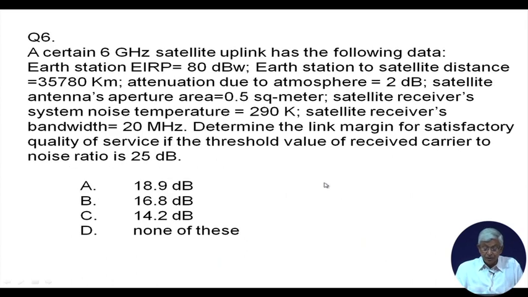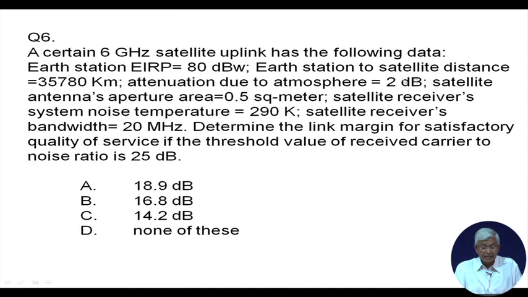This also looks longish, but you have to understand a little. Let me explain. There is a 6 gigahertz satellite uplink, and in C band we have talked about that generally uplink is 6 gigahertz and downlink is 4 gigahertz. Here we have assumed 6 gigahertz is the uplink, and it has the following data. The earth station which is uplinking has an EIRP of 80 dBW, that is its power amplifier and antenna put together towards the satellite is 80 dBW.